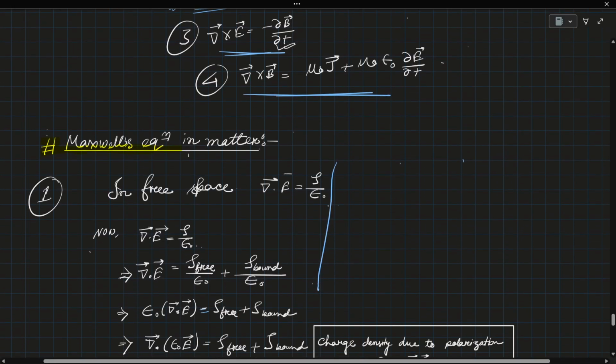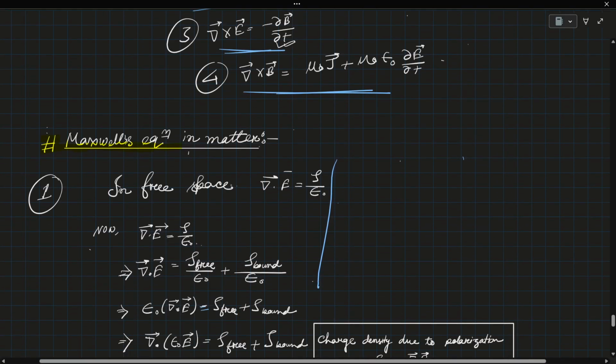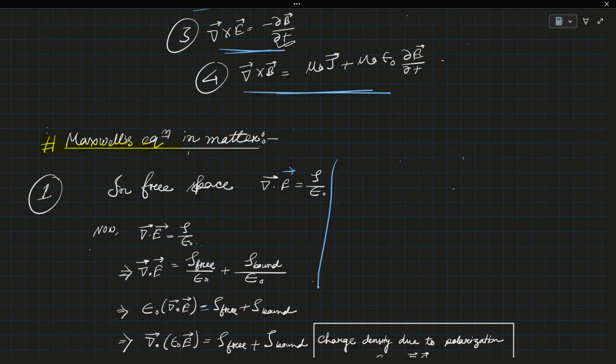Now in free space, we know that del dot E equals rho by epsilon naught, where rho is the charge density. But in free space, there was no concept of free charge and bound charge. In vacuum, all those charges were free. But in a dielectric medium, there will be the concept of free charge and bound charge. So the charge density will be the summation of free charge density and bound charge density. I am writing it as rho equals rho free plus rho bound.